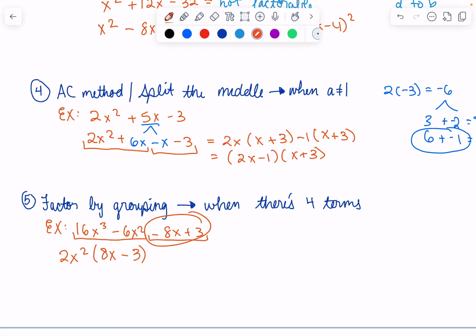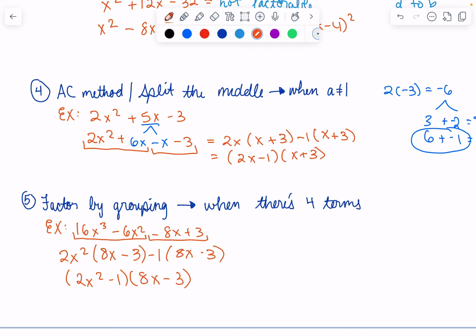Well, see, this is almost identical to that. It's just the wrong signs. So I'm going to factor out a negative 1 to get that. Parts in the parentheses are the same. So it's 2x squared minus 1 times x minus 3. And that's the final answer for that problem.